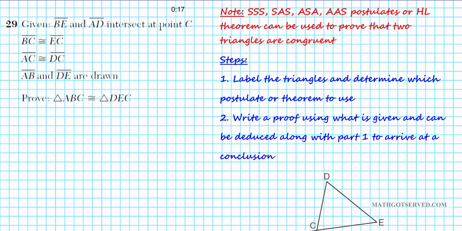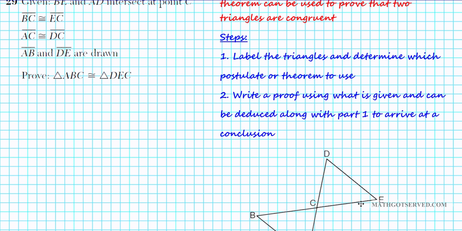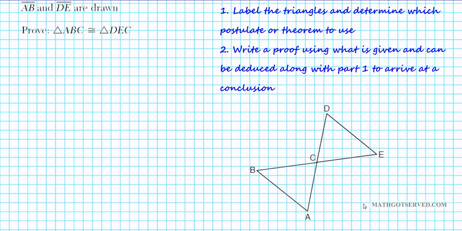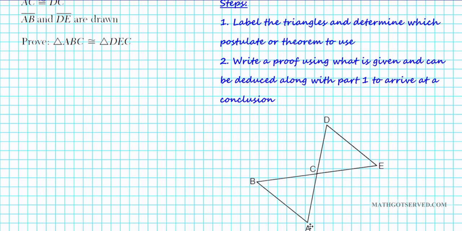It says, given BE and AD intersect at point C, those two segments illustrated in these two triangles on the right. Segment BC is congruent to segment EC. Segment AC is congruent to DC. Segment AB and DE are drawn. So the task is to prove that triangle ABC is congruent to triangle DEC.